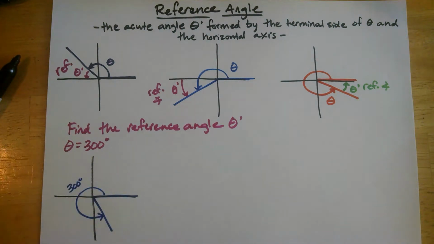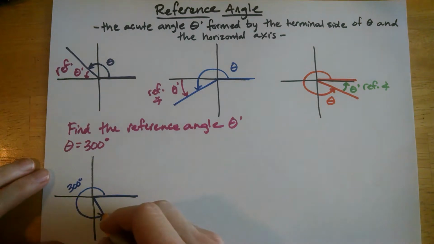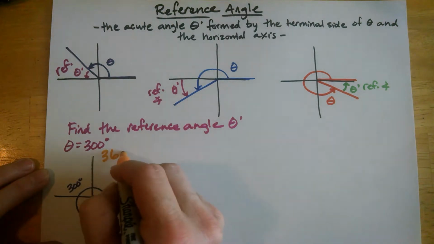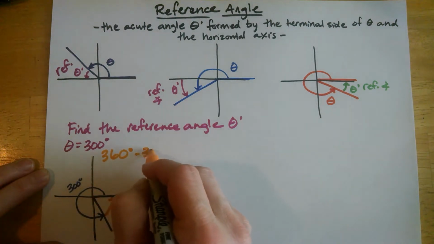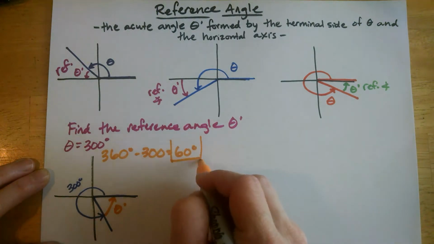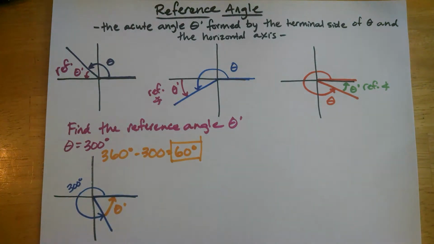Okay, so we went all the way around, and my reference angle, remember, comes back to that horizontal axis, so that's this guy right here. And this one's pretty easy to figure out because it's 360 degrees in a circle, and 360 minus 300 is going to give us 60 degrees. So my reference angle, theta prime, is 60 degrees. Okay? So let's try something else.